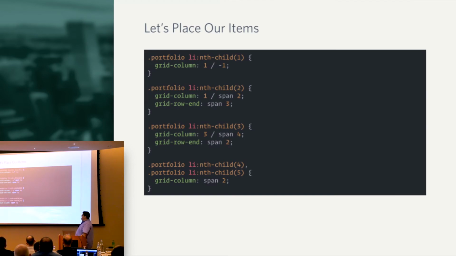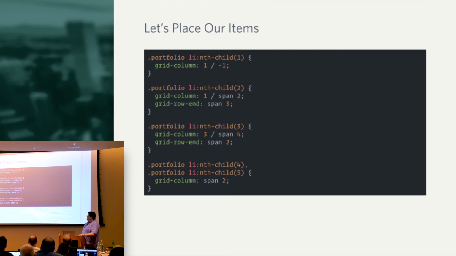So now we're going to place our items and child selectors. But anyway, so we're placing that first one, grid column 1, and then we're saying -1. 1 and -1 means that it's going to span all of the columns. -1 is like the last line. It's a substitute for whatever number the last line is.